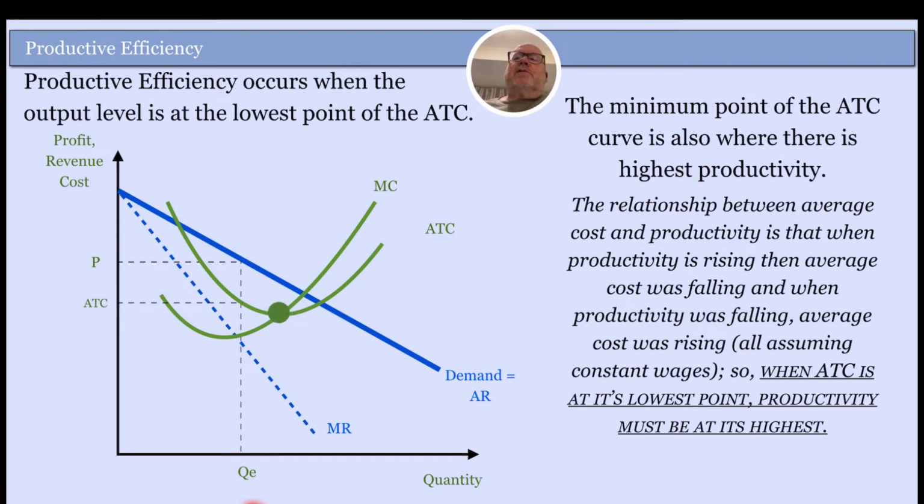But as I said just now, really important that you remember the relationship between average cost and average product, that basically when average total cost is at its lowest point, then the productivity, average product, must be at its highest point. Okay, so it's about average product, not marginal product. That would be lowest marginal cost. But it's the average product, the productivity of your average worker, the average productivity of workers is at its highest, and that's why it's productively efficient. Okay.